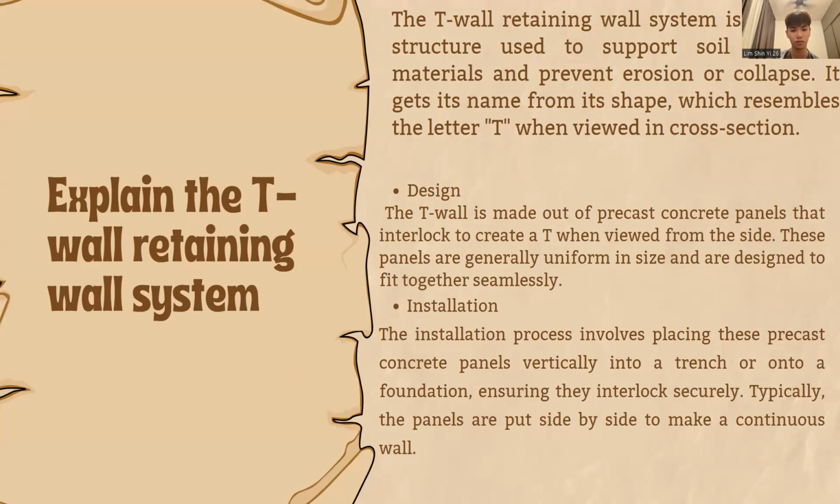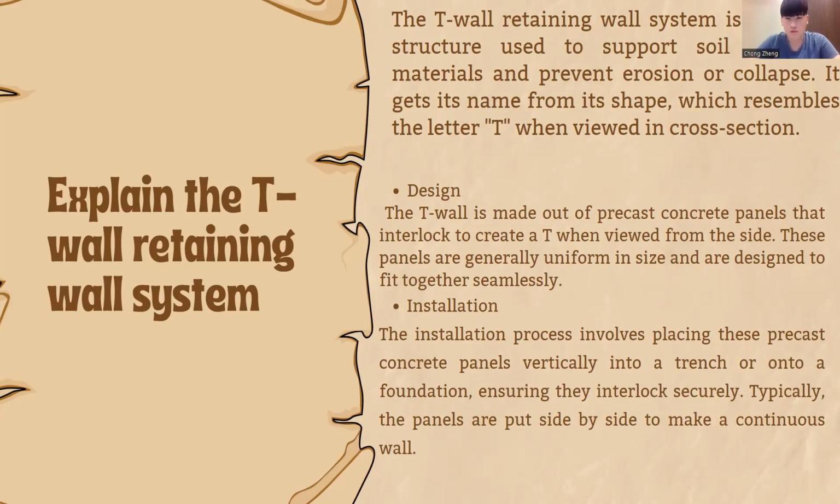Next, I'm going to explain the T-wall retaining wall system. It is a type of structure used to support soil or other material and prevent erosion or collapse. The T-wall retaining wall system is named from its shape, which resembles the letter T when viewed in cross-section. The T-wall is made out of precast concrete panels that interlock to create a T when viewed from the side. These panels are generally uniform in size and are designed to fit together seamlessly.